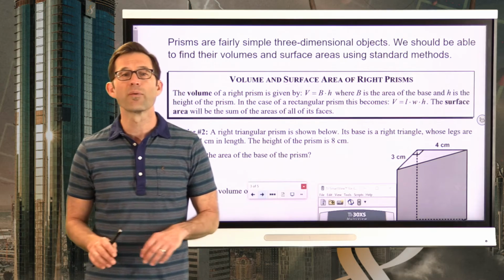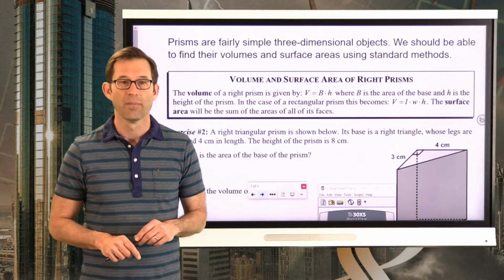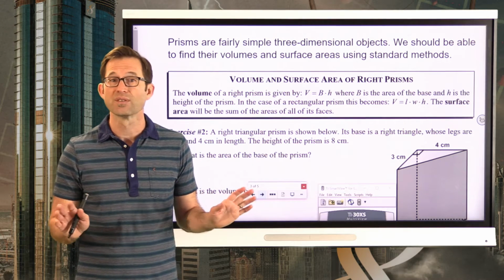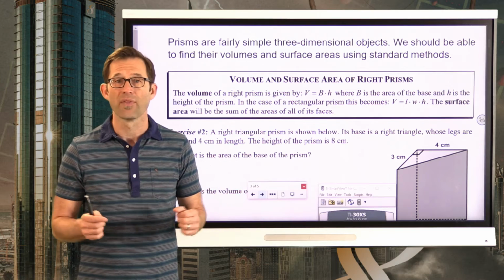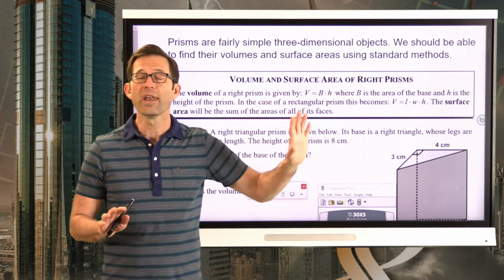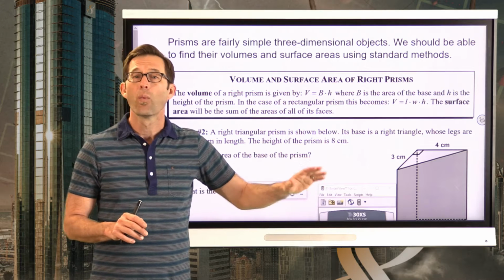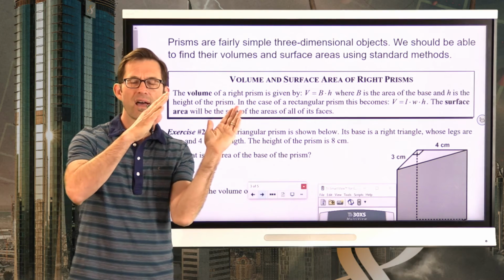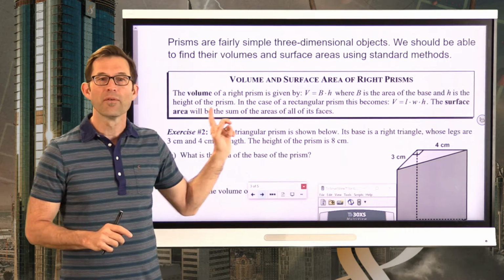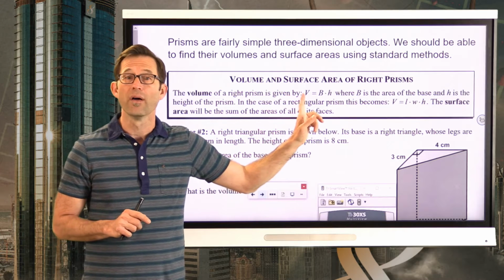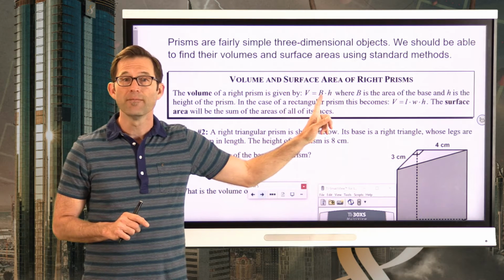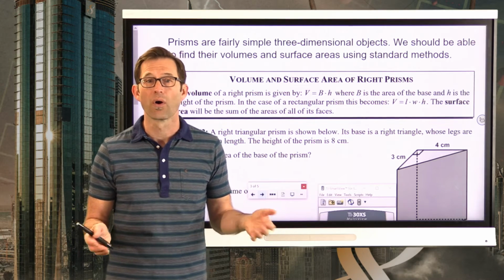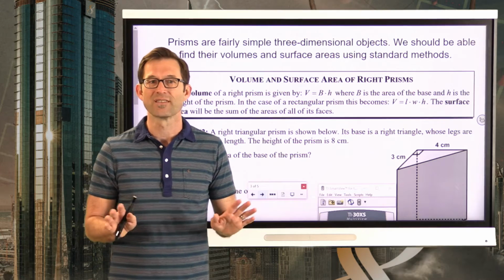But now let's get away from the right rectangular prism and start to look at some other types. Now prisms are fairly simple 3-dimensional objects. We should be able to find their volumes and surface areas just using standard methods. So the volume and the surface area of any right prism, and a right prism is one where the sides, the lateral faces, are perpendicular to the bases, so it's not tilted in any way. The volume of a right prism is always given, as we talked about, by the area of the base times the height. And the surface area is simply the sum of the areas of all of its faces.